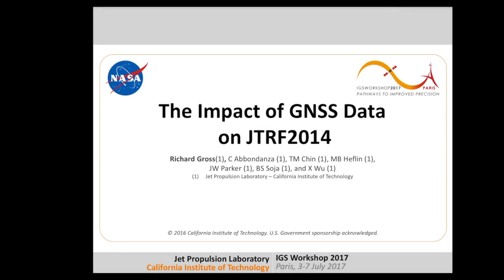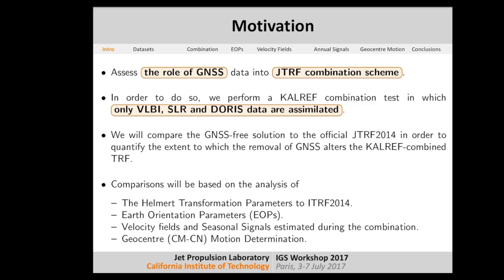So at JPL, we're just starting a project where we're going to try to improve the use of GNSS data in these combined reference frames. So for JTRF 2014, we use GNSS data in the standard way, where we don't allow it to contribute to the scale or the geocenter. And we only use data from ground GPS receivers, GNSS receivers.